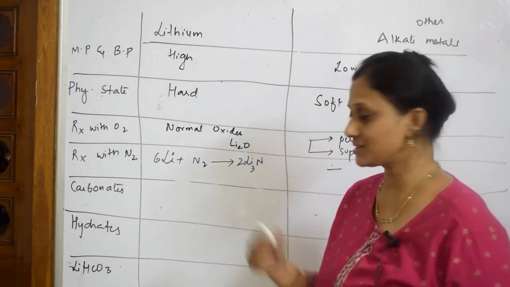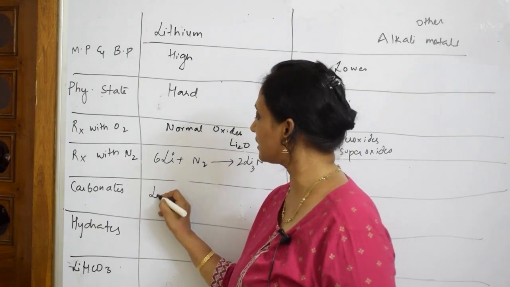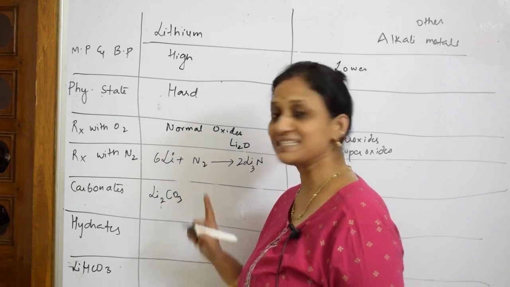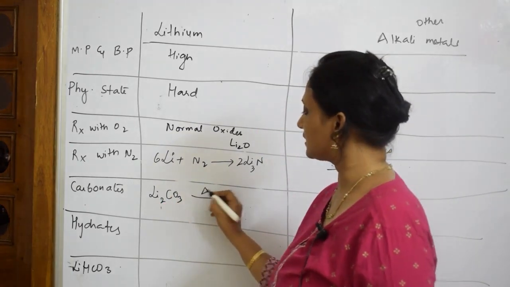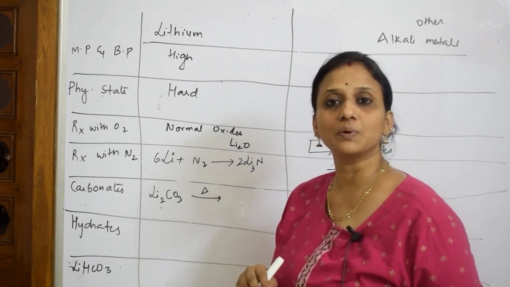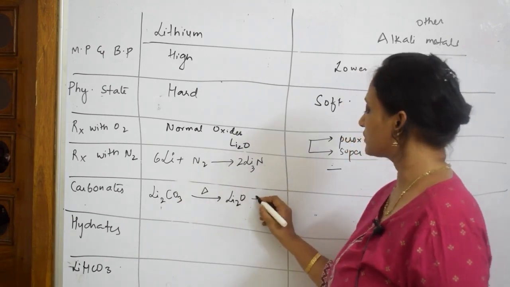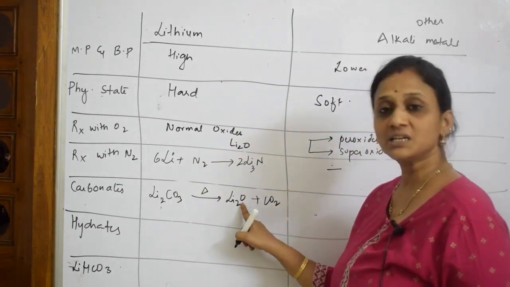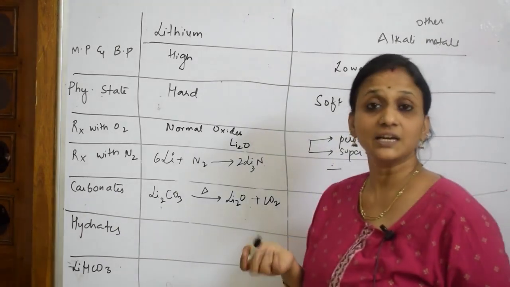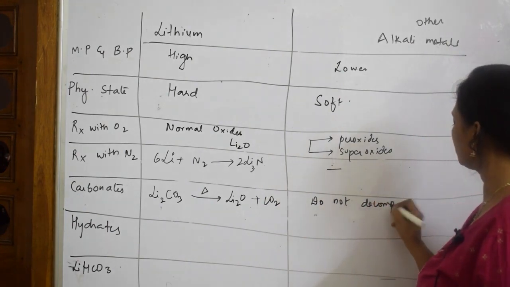Now when I speak about the carbonates, lithium forms a carbonate, isn't it? That is lithium carbonate, Li2CO3. Why did I write Li2CO3? The carbonate valency is 2 and the lithium valency is +1. When you heat it, it further decomposes. Carbonates and hydroxides decompose, meaning they break up into two or more compounds. Lithium carbonate breaks up into Li2O and carbon dioxide, CO2. But when I speak about the alkali metals, their carbonates do not decompose on heating. Remember, they do not decompose on heating.